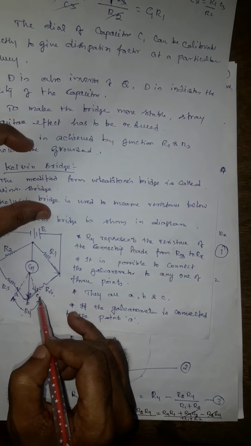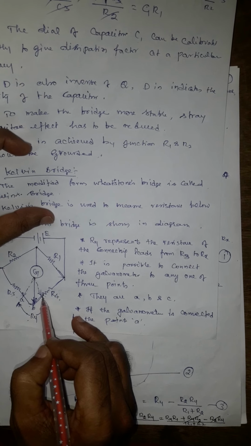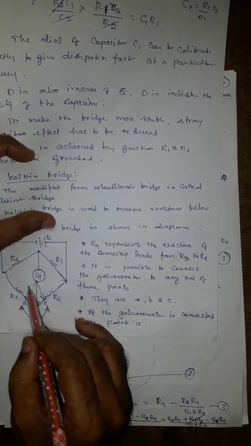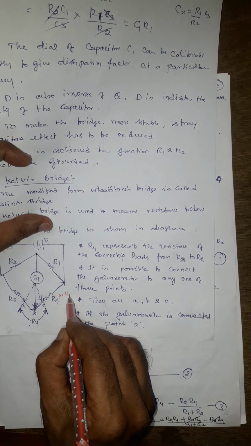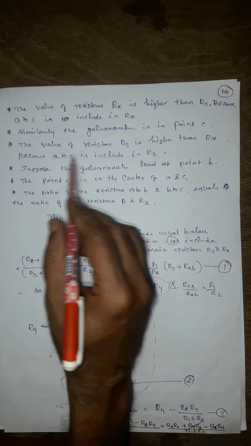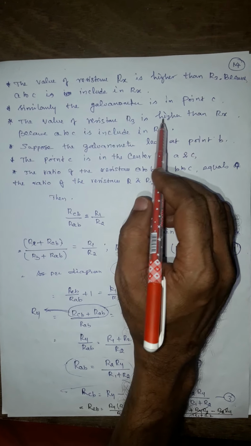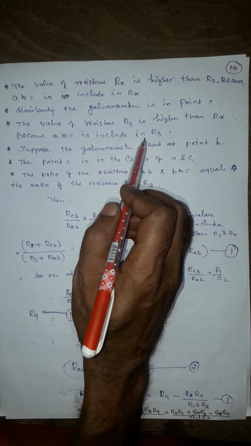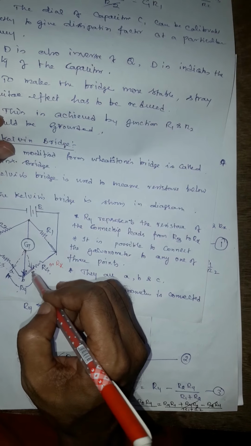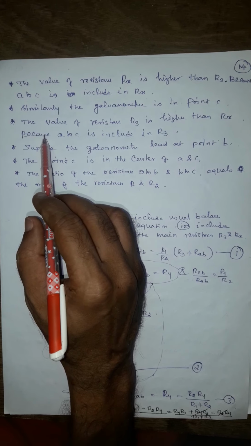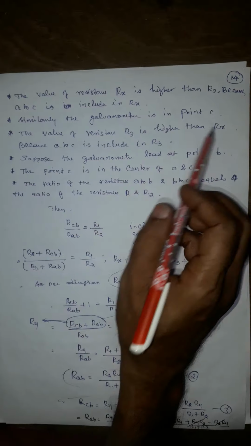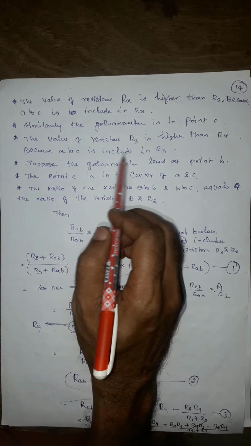Then this value is higher than Rx or R4. The value of the resistance R3 is higher than Rx because A to C is included in R3. This point means this value is included in R3, therefore R3 is higher than Rx.